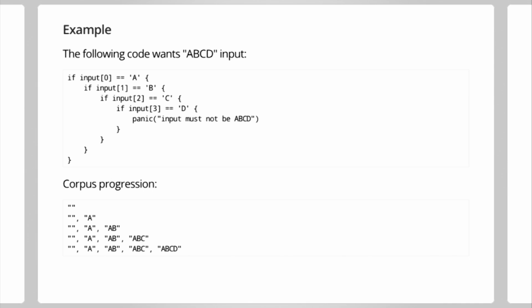So let's consider a simple example. We have this program that wants input A, B, C, D to crash. And we start with the corpus containing just a single input, which is an empty string. We start mutating this string, and it won't take long until we get a string containing the letter A. And at this point, we say, aha, this input triggered execution of a line of code that wasn't executed previously, so we add this input back to the corpus. So now we have two inputs. One is the empty string, and one is A. We continue mutating those inputs, and soon we get the string AB added back to the corpus, and soon we finally get A, B, C, D, and crash the program.